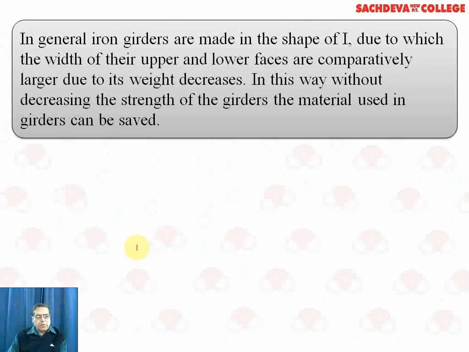Now, in general, the iron girders are made in the shape of I, due to which the width of their upper and lower faces is comparatively larger, and due to this their weight decreases. In this way, without decreasing the length of the girders, the material used in girders can be saved.